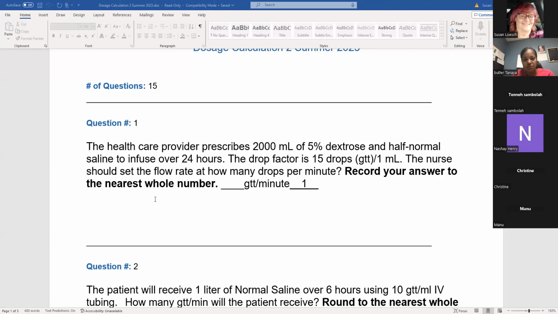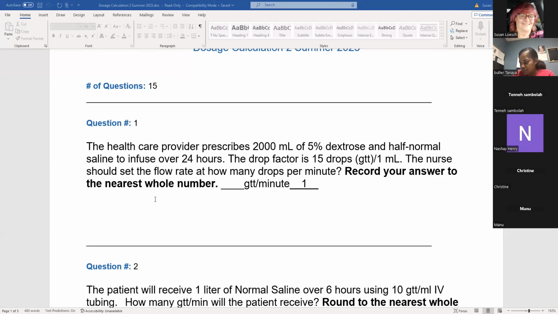Okay, so first thing that we're looking at here is what the question's asking us. So it says right away, nurse should set the flow rate at how many drops per minute. So that's going to tell you actually how to set the problem up. As soon as you see drop factor, that's going to tell you.